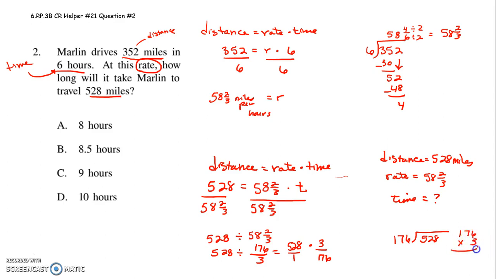176 times 3. 3 times 6 is 18. Put down an 8, carry a 1. 3 times 7 is 21, and 1 more is 22. 3 times 1 is 3, and 2 more is 5. So this goes in nicely. 3 times 176 is 528. I just wanted to simplify first. 176 goes into 176 once, 176 goes into 528 3 times, multiply straight across the top, straight across the bottom. It's going to be 9 hours.